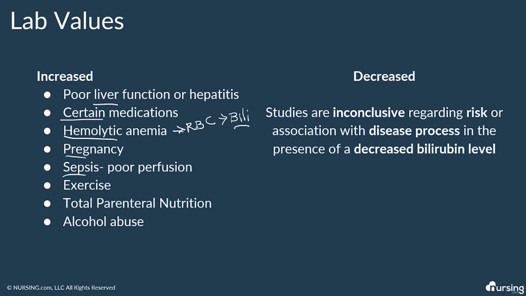Pregnancy, sepsis, these are all things that cause the bilirubin to be increased. And then even exercise and alcohol abuse. These are all conditions that are actually really hard on the body, no matter how good they might be. And then TPN, the total parenteral nutrition that patients receive via IV, can also create higher levels of bilirubin. Studies have been inconclusive about whether or not there's a risk or an association with any disease process when the bilirubin level is decreased. So maybe some good news.